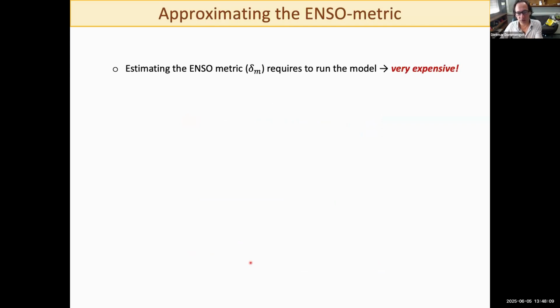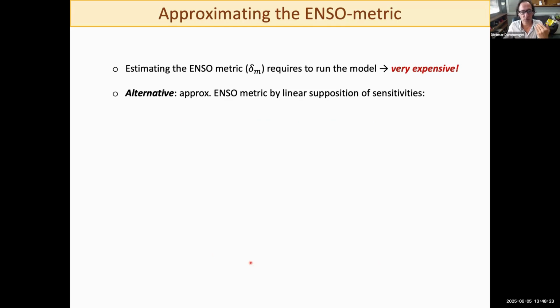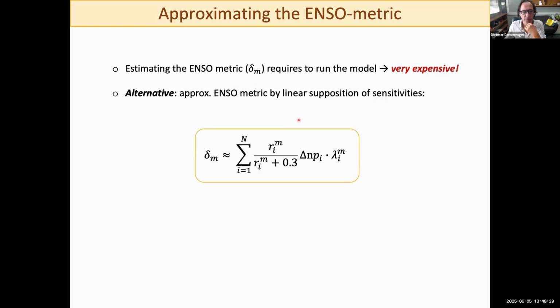So in principle, to actually calculate this ENSO matrix, you would have to run the model every time. And if you want to figure out what any parameter combination does to the model, we have to run the model. And this is very expensive. And this is a key thing. So we are not doing this. Instead, we try to approximate what the ENSO matrix would look like by using the sensitivities that we have calculated. And that works this way.